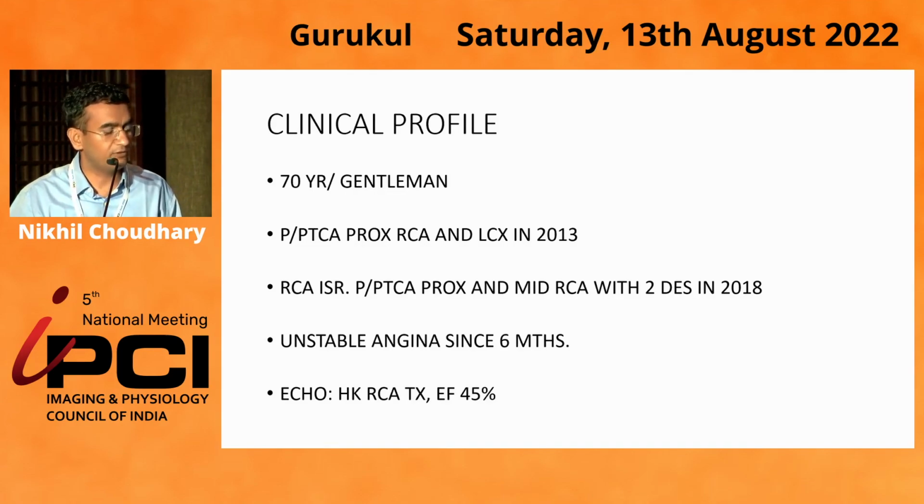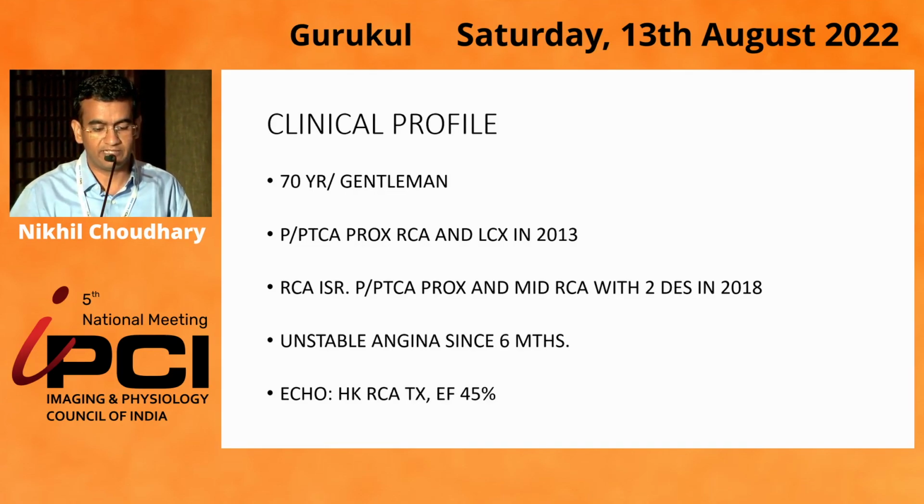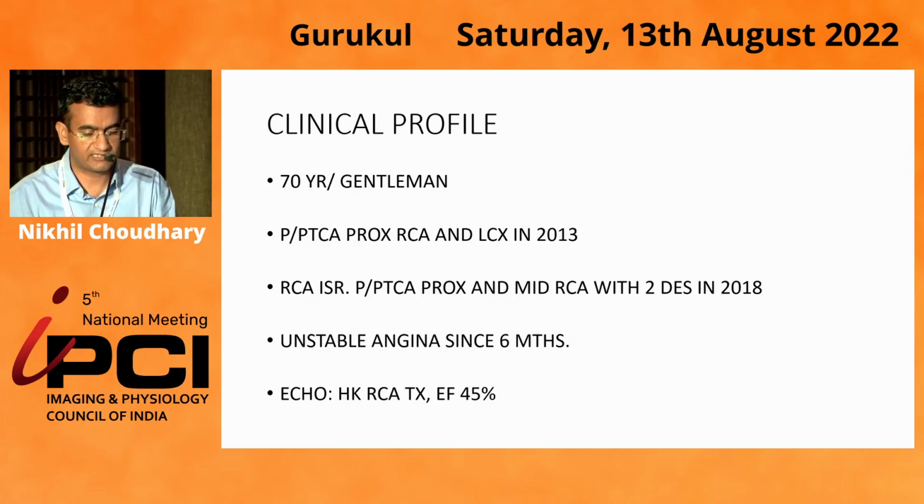So the patient is a 70-year-old gentleman. In 2013, he underwent proximal RCA and an LCX PTCA. In 2018, he had restenosis of the RCA, which presented with unstable angina. All these were done at an outside center. At that time, he underwent a proximal and mid RCA PTCA with 2 DES.